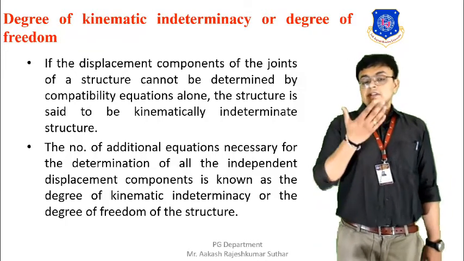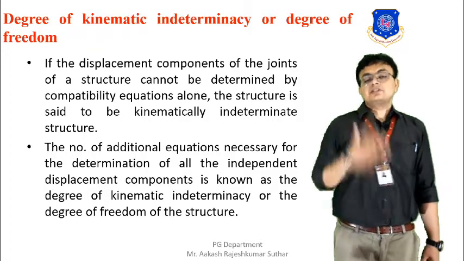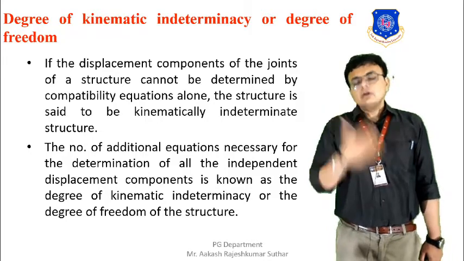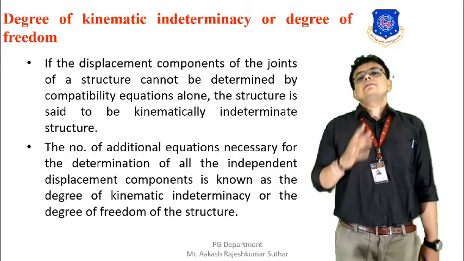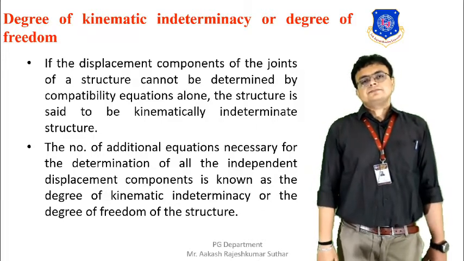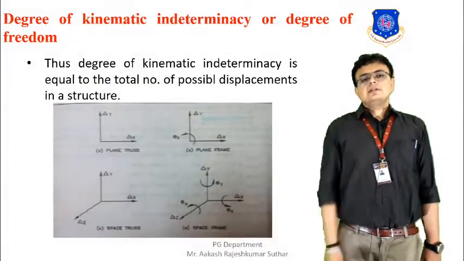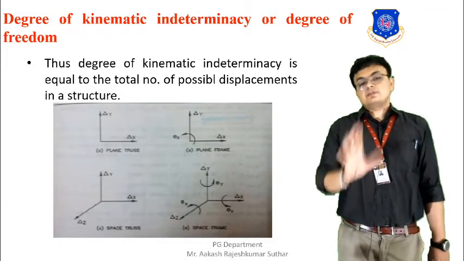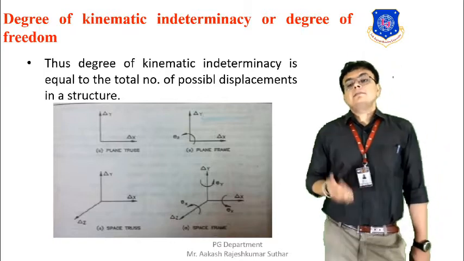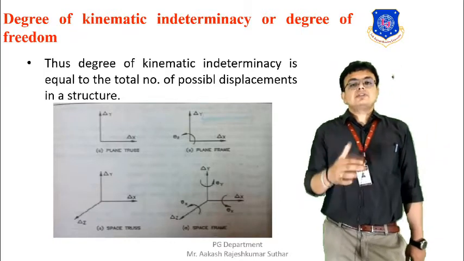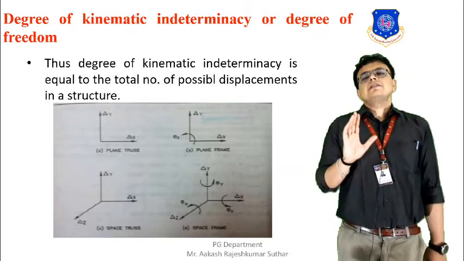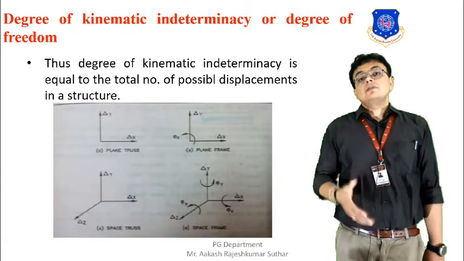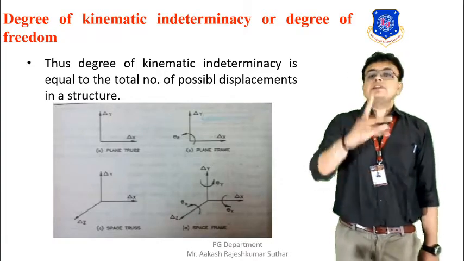Means what is the degree of freedom? What is the freedom the structure has to rotate when it is being loaded? Means the number of non-restrictions that are possible in a particular structure. You can see over here, thus the degree of kinematic indeterminacy will be equal to the total number of possible displacements in a structure. Means what are the number of possible displacements that a structure can undergo by itself, what kind of rotation it can have when it is being loaded.